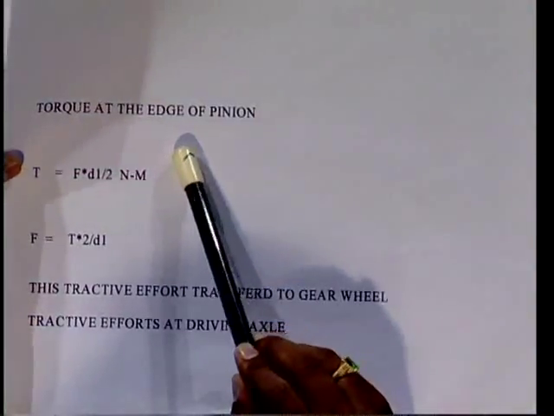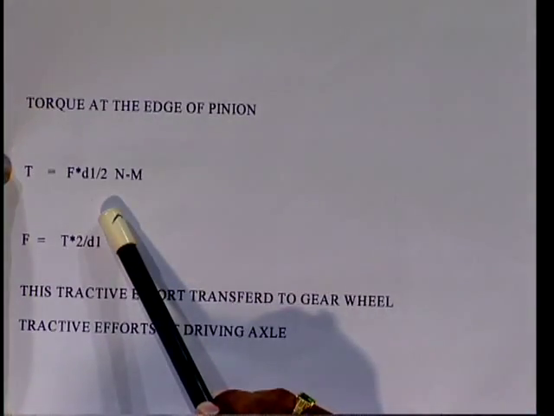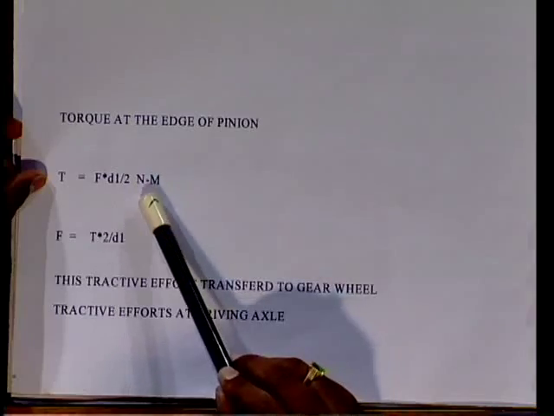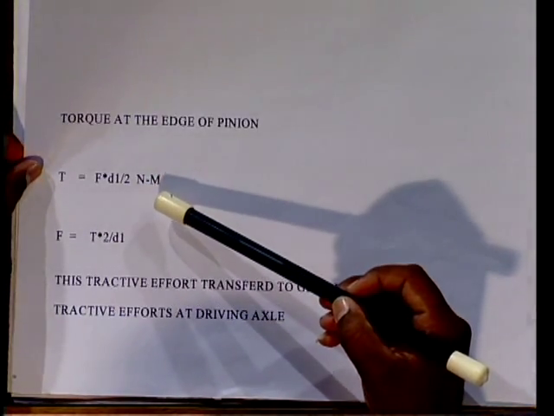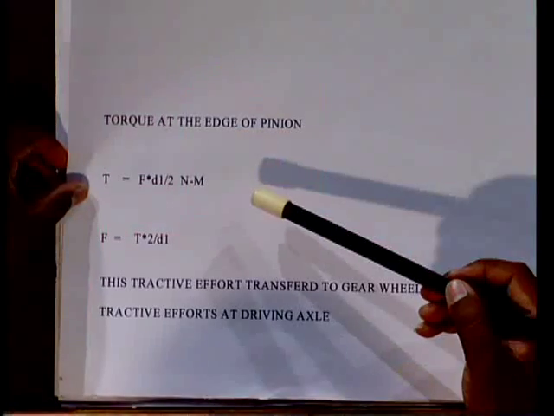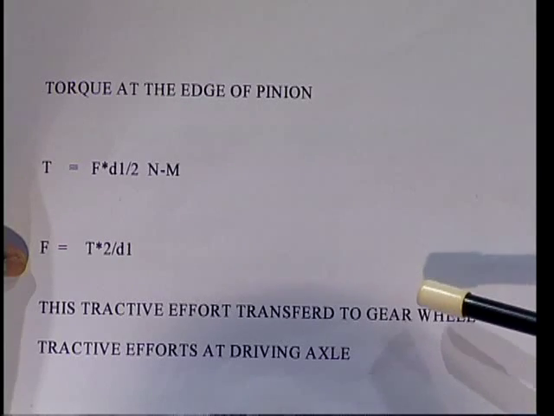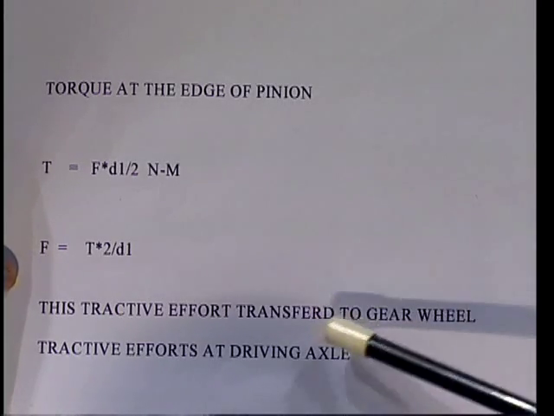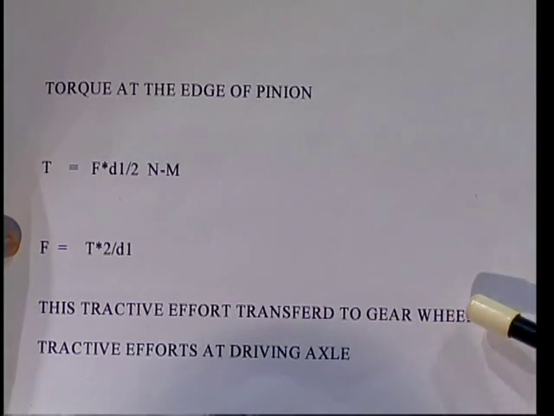Let us see next. The torque at the edge of the pinion, T, is equal to the tractive effort at the motor pinion F into D1 by 2 Newton meter. From this equation it can be rewritten as F is equal to the torque at the edge of the motor pinion into 2 by D1, where D1 is the diameter of the motor pinion. This tractive effort is transferred to the gear wheel at the same rate, that is, the tractive effort at the motor pinion is equal to the tractive effort at the gear wheel, but the tractive effort at the driving axle is not equal to the tractive effort at the gear wheel.